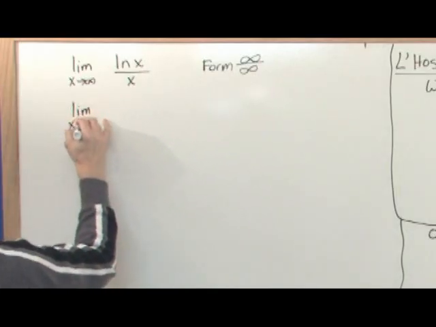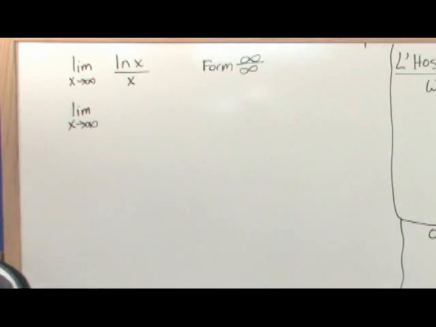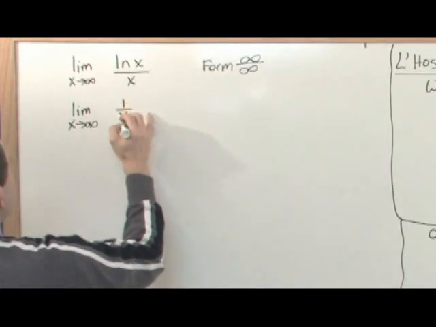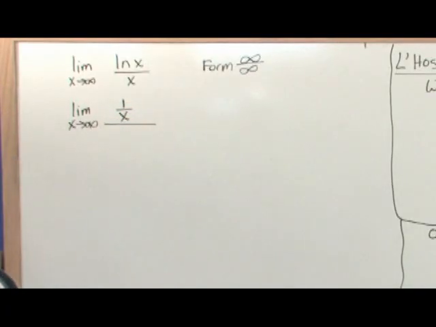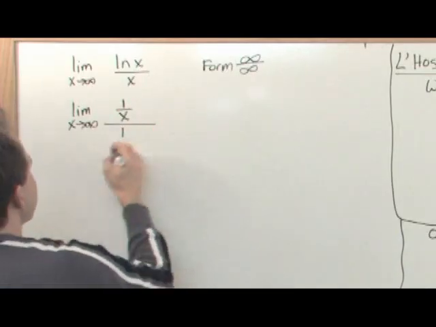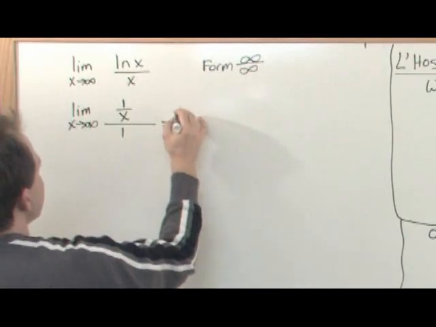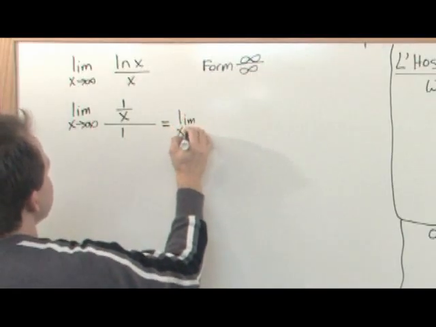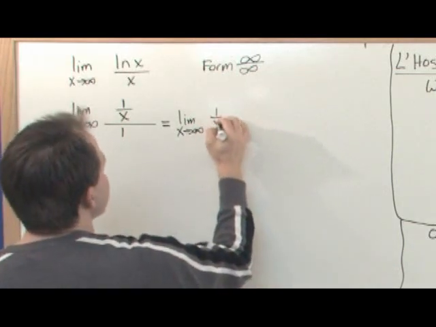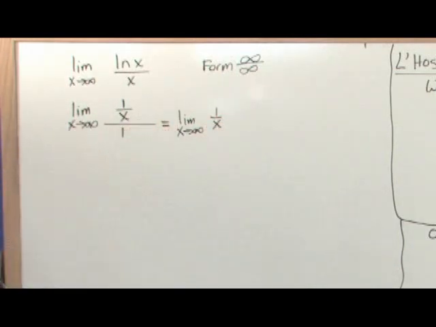Limit as x goes to infinity, and now we just take the derivative of the top. What is the derivative of the natural log function? You remember from your basic calculus, it's just 1 over x. That's what's on top, and the derivative of the bottom, the derivative of x, is just 1. So this reduces to the limit as x goes to infinity of 1 over x, because this is just divided by 1.